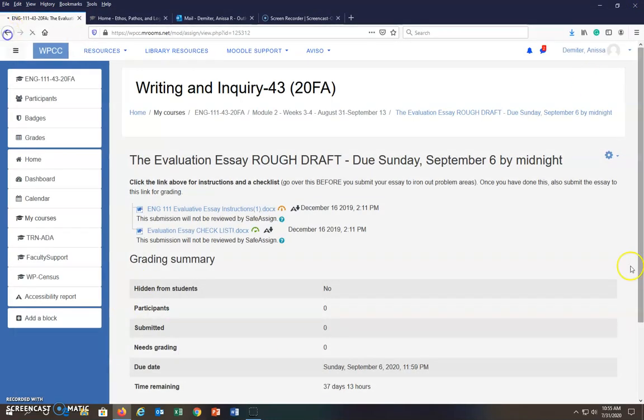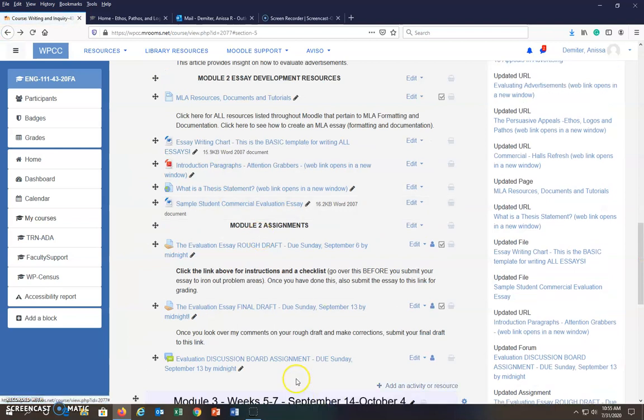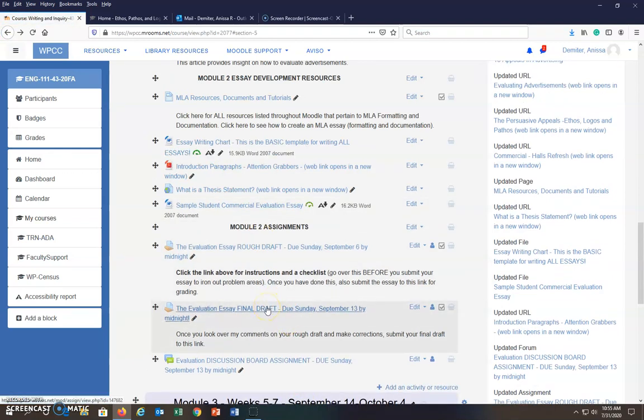And then submit your rough draft. You'll await my feedback, which will probably be by Thursday or Friday, and you'll make the corrections and then submit your final draft by September 13th. And remember, even if you make 100, which is very rare, you still need to submit a final draft. So just resubmit what you've already submitted for the rough draft.